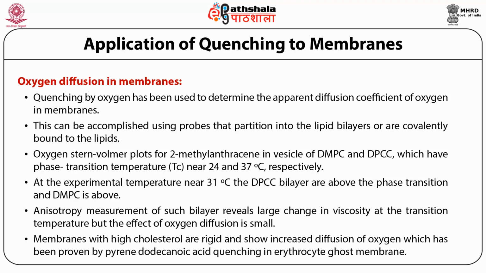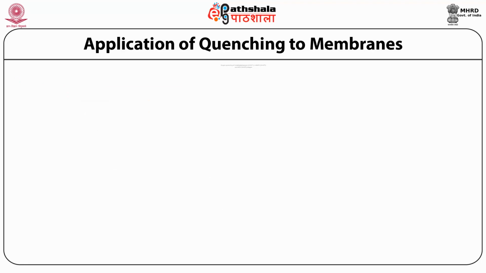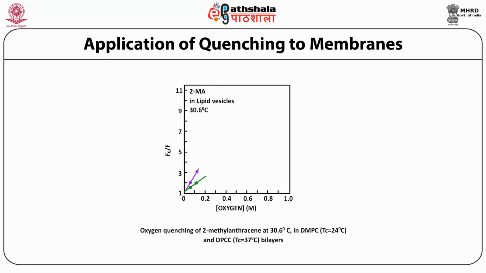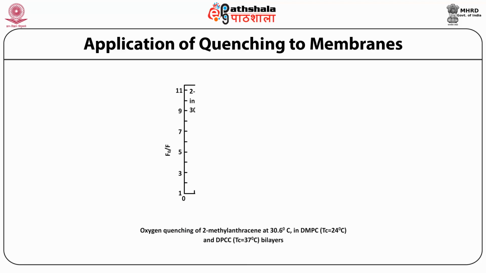Membranes with high cholesterol are rigid. It is known that if the cholesterol content in the membranes increases, their rigidity increases. They show increased diffusion of oxygen. In other words, if you see increased diffusion of oxygen, you can see that the lipid content of the cell is going high, which has been proven by pyrene dodecanoic acid quenching in erythrocyte ghost membranes. This slide shows the oxygen quenching of 2-methylanthracene at a temperature different from the phase transition temperature of DMPC and DPPC. You can see that with increase in concentration, there is increase in the fluorescence quenching of the system.